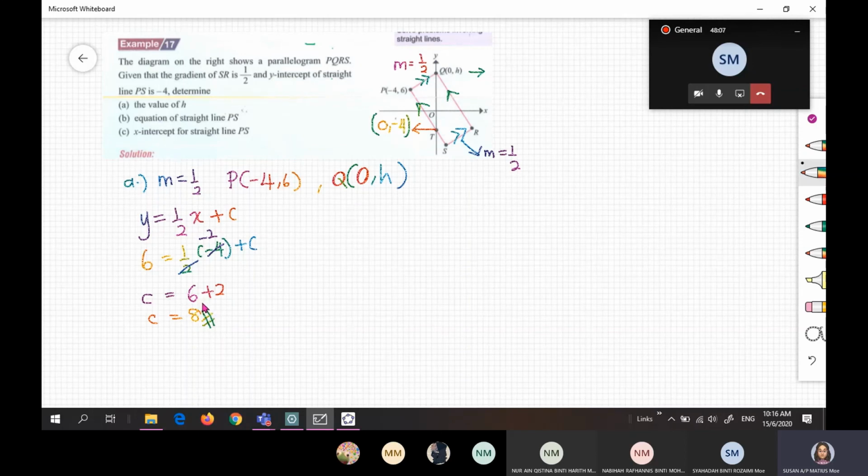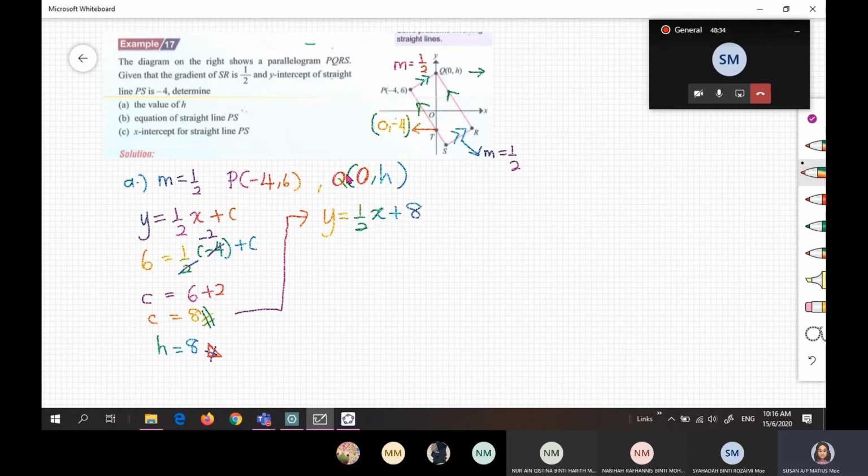And if you realize, guys, can you see this line? This line crosses at the y-intercept, so that means h is equivalent to 8. If you think, oh teacher, how is it possible? Let's see this. Once you get c, you will create the equation, so y is equivalent to 1 over 2 x plus 8.